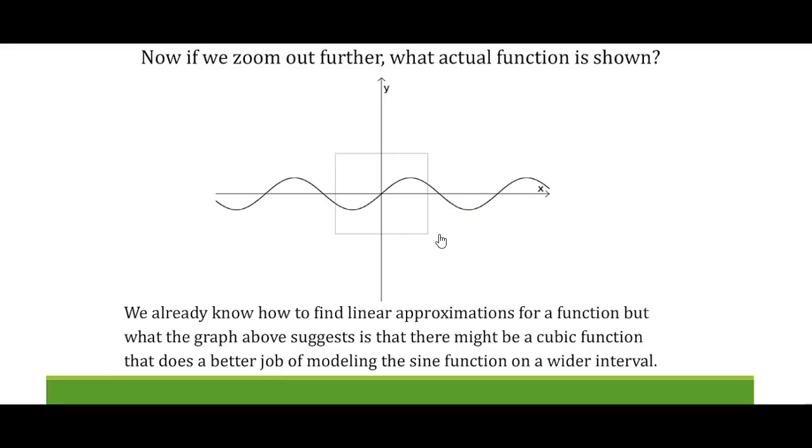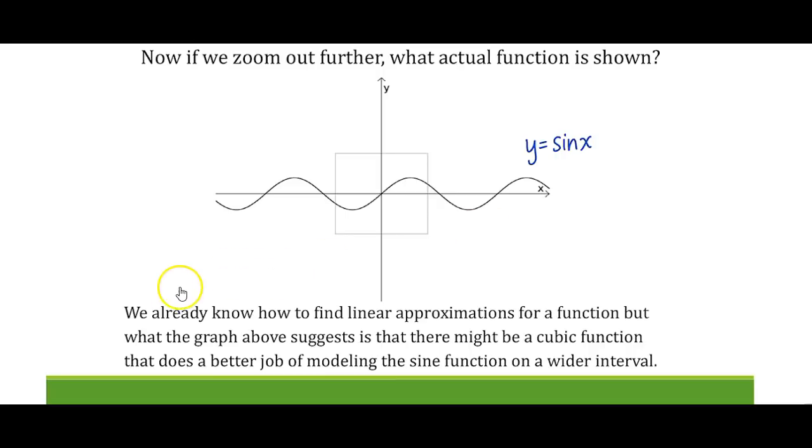Well, it turns out that that last graph was actually really zoomed in as well. And if we zoom out further, what actual function is shown? Well, we have the sine function. So we were zoomed in originally and it looked like y equals x, and then we zoomed out a little bit and it looked like a cubic, but it turns out that all along we had the function y equals sine x. So what does that mean?